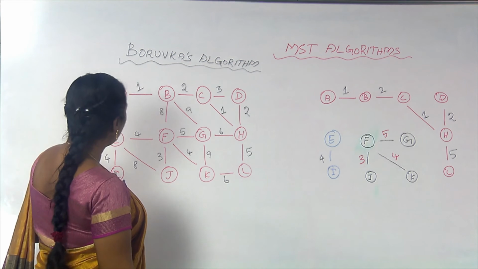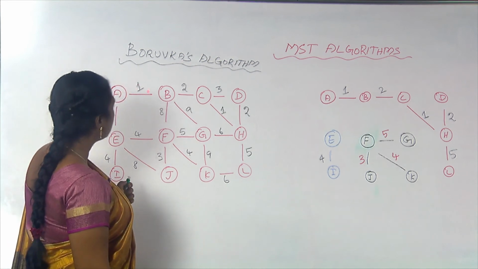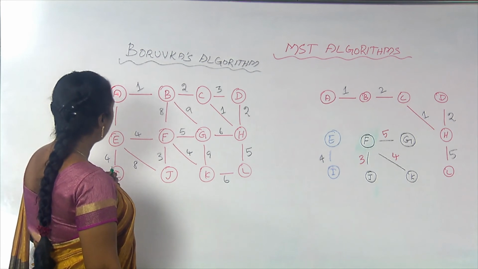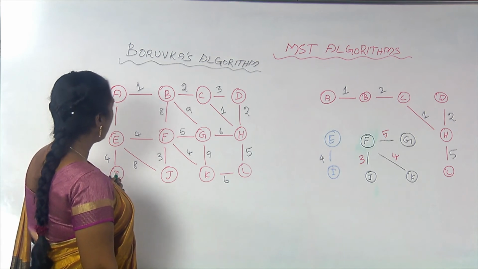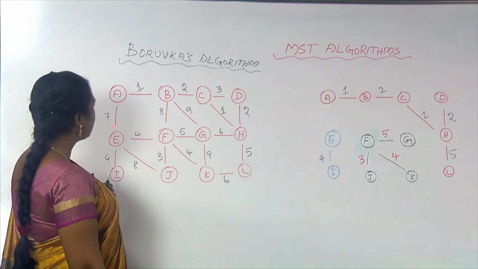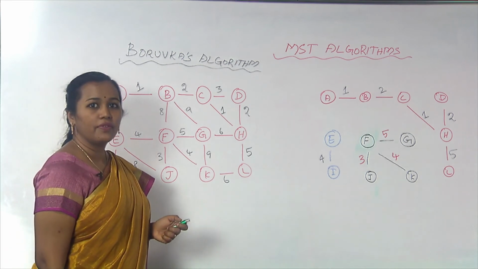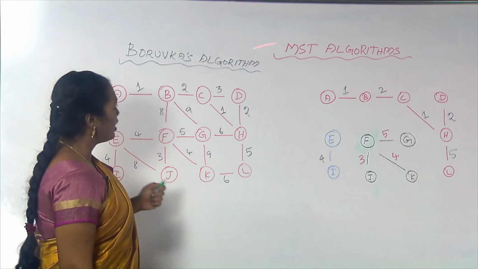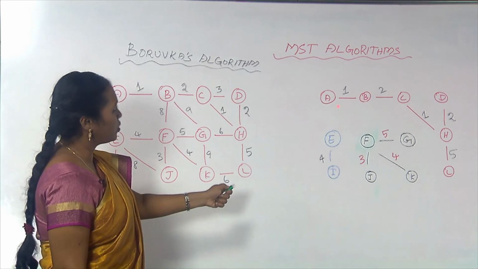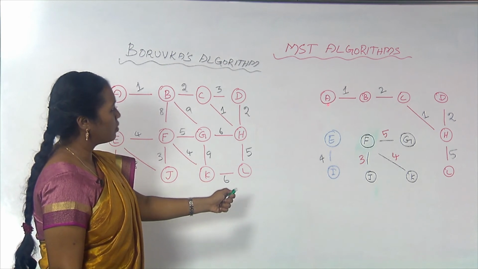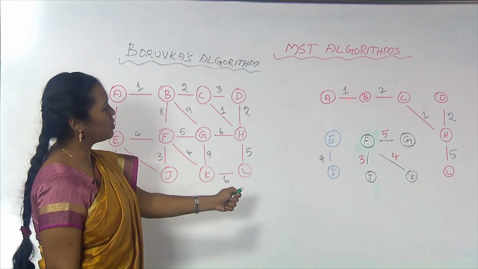So, for every node here, you need to choose the cheapest edge. From A there are two edges going out, 1 and 7. The choice between 1 and 7 is quite obvious. You go for 1. Therefore, that is what we have chosen here, and we have shown this edge to be 1. So, from A the edge to be chosen is 1.